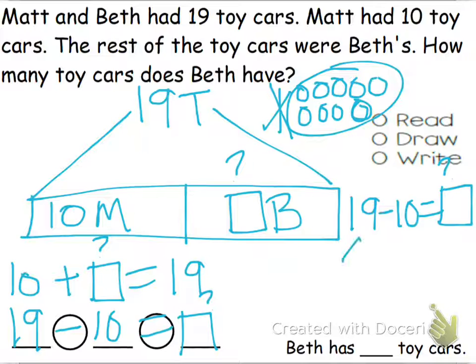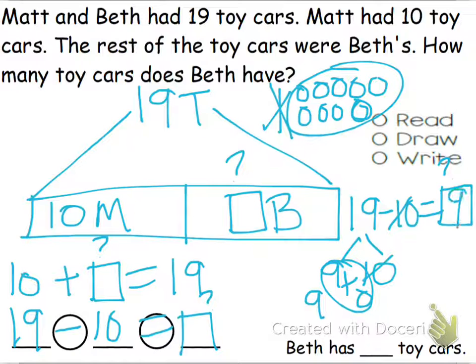So I can break apart 19 into 10 and 9. Take 10 from 10, which is 0. 9 plus 0 equals 9. Some of you might have already known that 19 minus 10 equals 9, because you know that 19 is 10 and 9. So you know that 9 would be left. So we know that Beth has 9 toy cars.